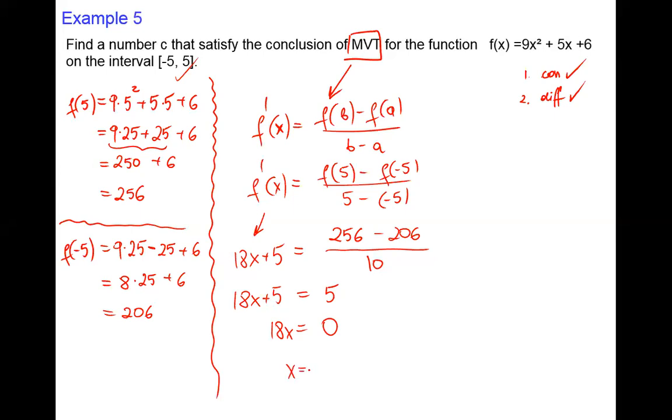Okay, that means 0 divided by 18, of course, is 0. That means at 0, I don't know exactly how the function looks, but between negative 5 and 5, we do have values.